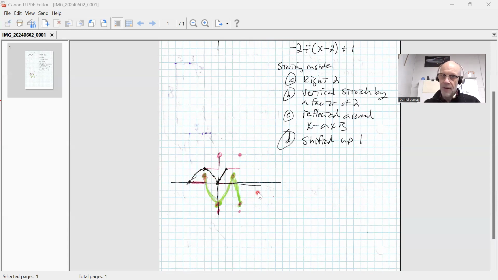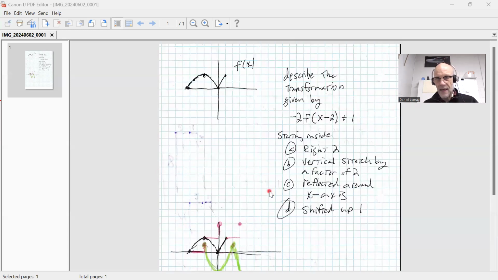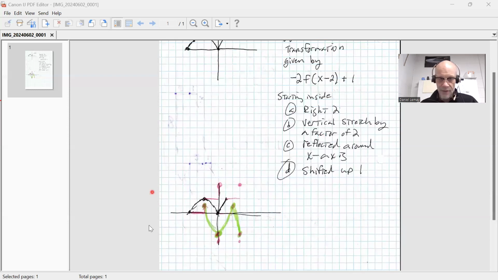Okay, so maybe this will help you get that question right on the exam, or make better sense of how to describe these transformations. Like I said, what works best for me is, I start inside, inside the argument. Inside, see the f of whatever we're dropping into the x value. That's the argument. Right? So I think this is a long enough video. I'll stop.